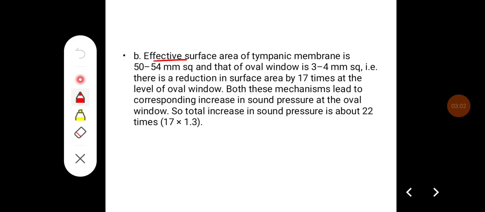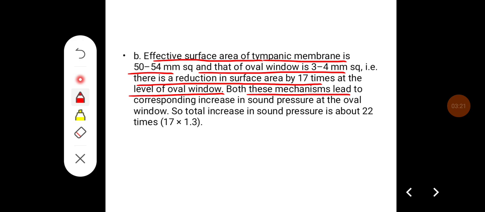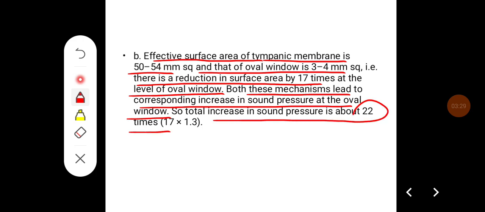Then the effective surface area of tympanic membrane is 50 to 54 millimeter square, and that of oval window is just 3 to 4 millimeter square. That is, there is a reduction in surface area by 17 times at the level of oval window. Thus, both these mechanisms lead to a corresponding increase in the sound pressure at the oval window. So the total increase in the sound pressure is about 22 times, that is 17 into 1.3.